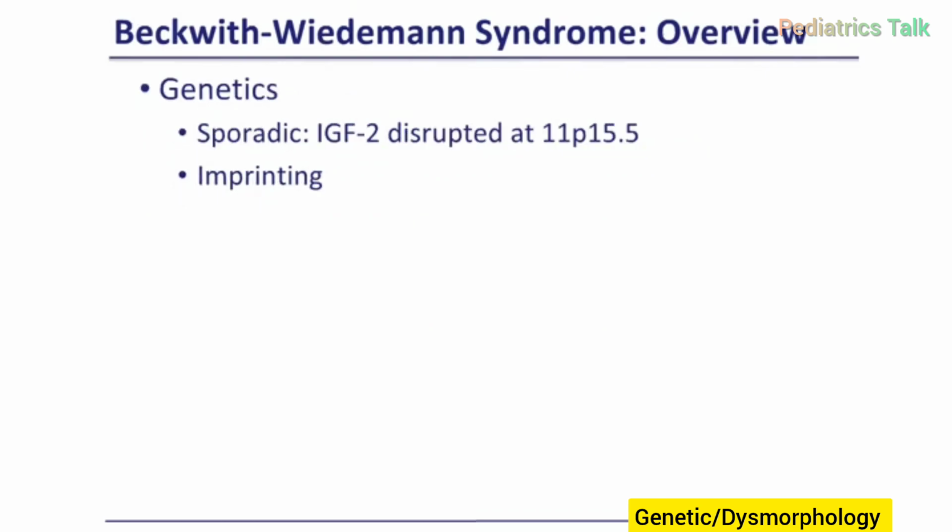The Beckwith-Wiedemann syndrome will be diagnosed in the immediate newborn period with classic findings. It is a sporadic genetic syndrome that has to do with abnormal IGF-2 production, and therefore there are abnormal issues related to growth in the fetus and the newborn. The disruption is at the 11p15.5 site and is a classic example of genomic imprinting, which we will discuss in a short while.